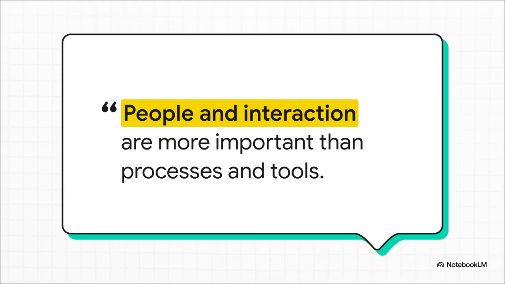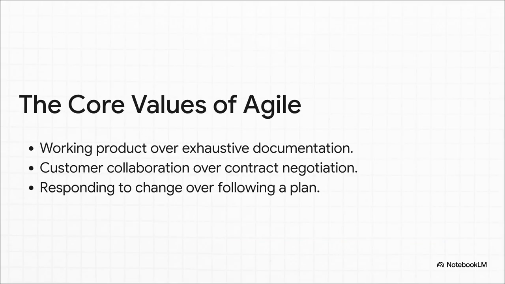Now, this iterative idea is really the engine behind a much bigger philosophy called Agile. The whole thing is summed up perfectly by this one line from its manifesto. It signals this huge shift in priorities. It's not saying processes and tools don't matter, but that getting smart people to talk and work together effectively, that's what's really important. And this philosophy just turns the old way of thinking completely on its head.